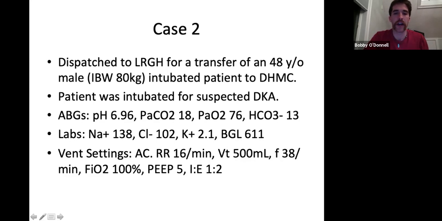So if you look, their respiratory rate is 16, but F, remember we said F is how much they're breathing on the vent. That's what it shows up as. F is frequency. So they're actually breathing 38 times a minute, so they're over-breathing the vent by 22. The tidal volume is 500, PEEP 5, I:E 1 to 2.